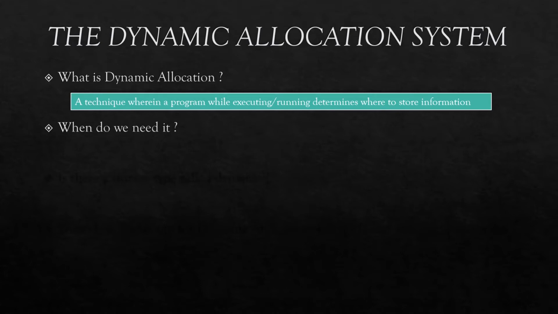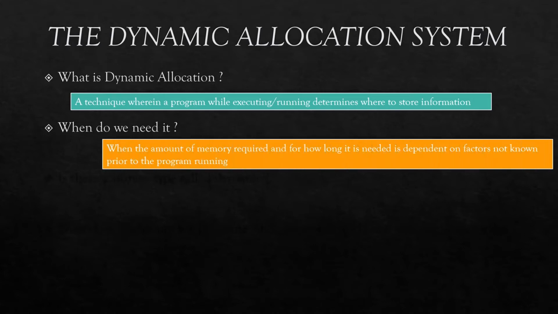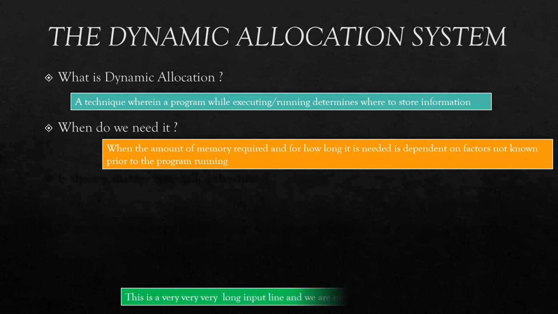When do we need to use dynamic allocation? When we do not know memory requirements of our program prior to program execution, for example. And so we will need to use dynamic allocation when the amount of memory required and for how long it is needed is dependent on factors that are not known before program execution. So take, for example, you're reading strings from a file and you don't know the length of the string. So there's a really long string. So what do you do then? So you keep allocating memory dynamically as more and more of that string is read. And this is a case for use of dynamic allocation.